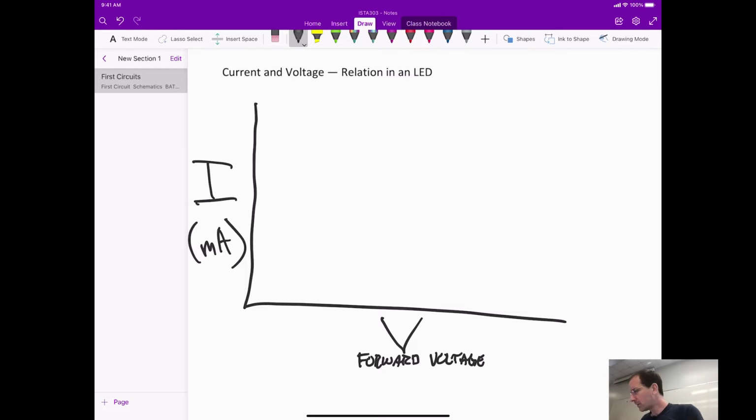And so what on earth does this graph look like in general? Let's give some numbers to the graph as well here. Maybe we have 0 volts and 0 milliamps, and then we have maybe 1 volt, 2 volts, 3 volts, 4 volts, and so on and so forth. And then here I'm just going to draw ticks.